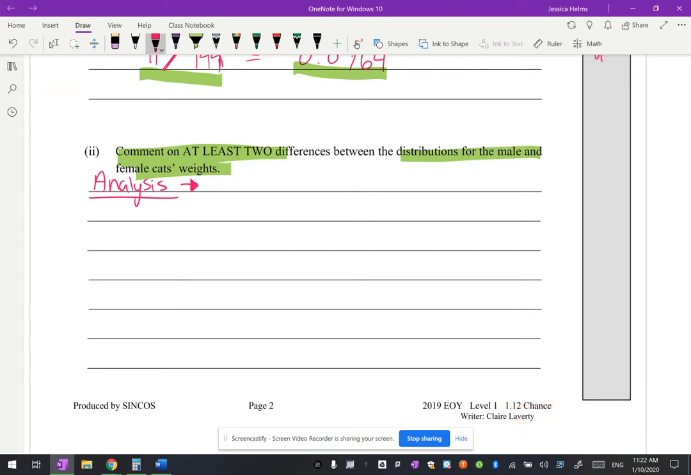All right, so what do you see? What does it mean in terms of differences? So when we talk about this, we can talk about things like spread, centers, shape, and even unusual features, if you have any. Okay, so let's talk about spread for starters.